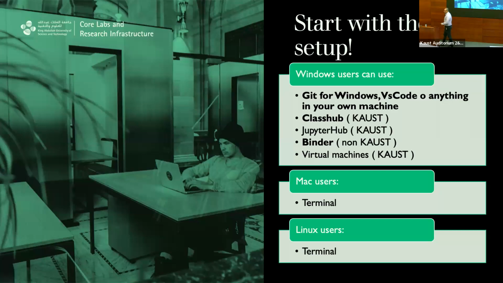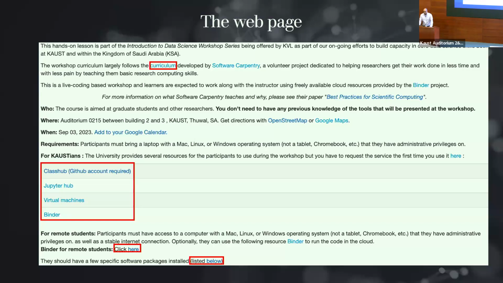So in that sense, allow me to start first a little bit with the web page. In the web page, there are several things that I like to highlight. The first one is the curriculum. That hyperlink is going to take you to the material. If you click there, it's going to open a new web page where all the material we're going to be reviewing is. Then this big square here of the class GitHub is something for KAUST people.